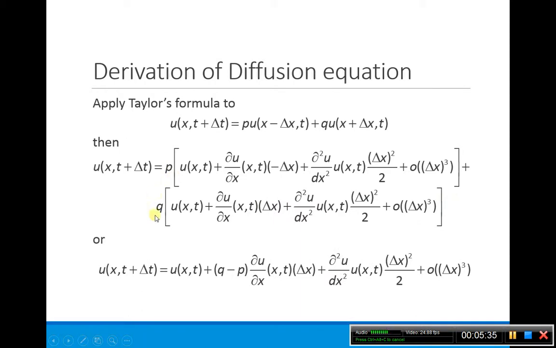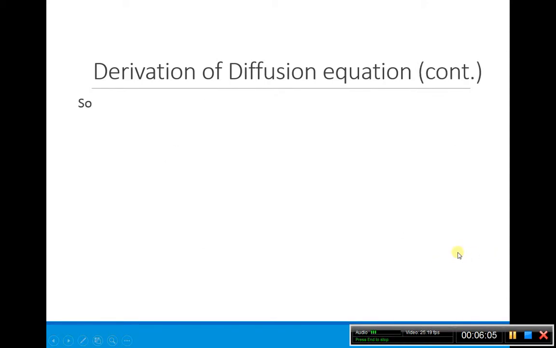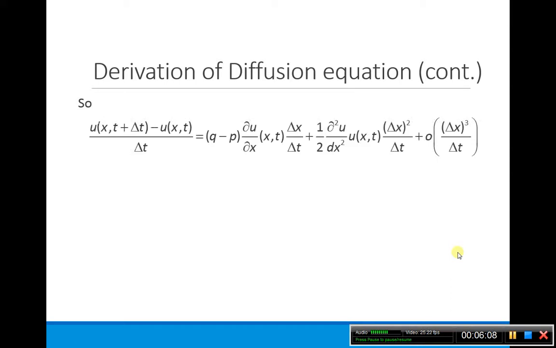Just combining like terms, we have our u(x,t), because remember p plus q gives us 1. So the coefficient in front of u(x,t) is just p plus q, which is 1. In front of our partial with respect to x, we have a negative p and a positive q, so here's our q minus p. For our second derivative, we have p plus q, which again is 1, because the sum of the probabilities adds up to 1. And then we have some higher order terms. So we can take u(x,t plus delta t) minus u(x,t), divided by delta t, and we get this. This is just from the previous slide.